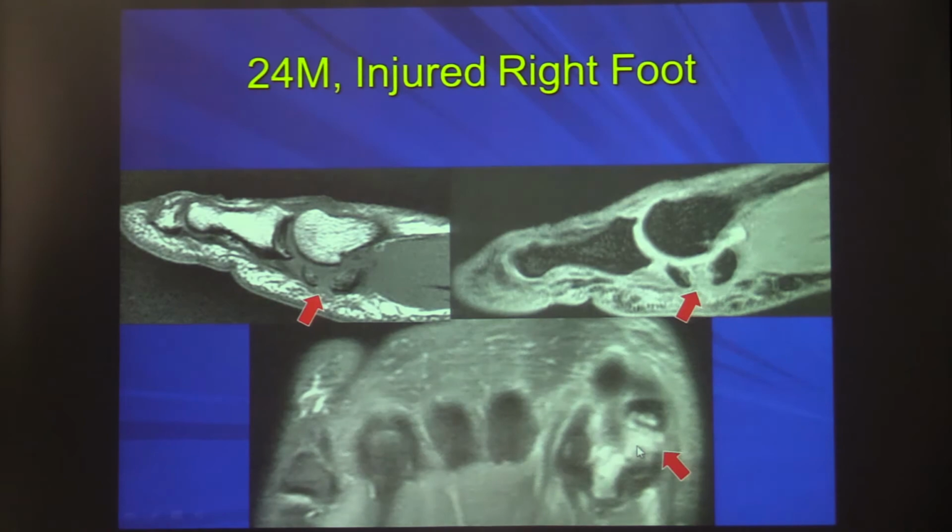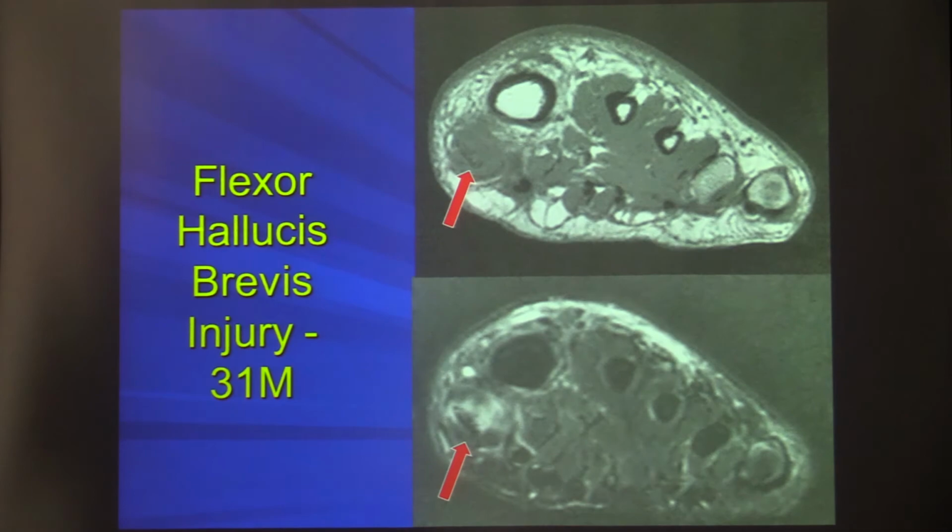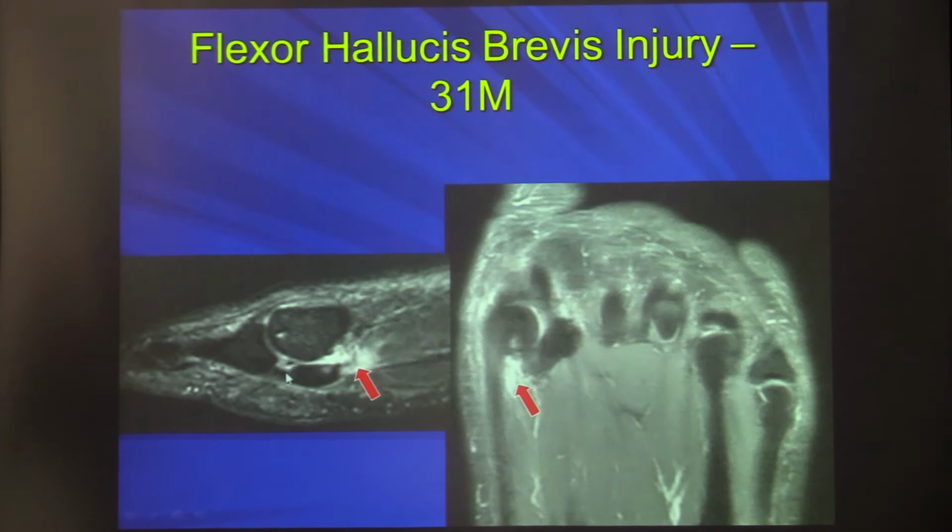This case, courtesy of Carl Winowski at Cleveland Clinic, shows a fracture of the sesamoid distally occurring in the setting of a hyperextension injury. These lesions can go all the way proximal to the sesamoid into the flexor hallucis brevis. And here's a patient with a hyperextension injury who has an injury to the medial belly of the flexor hallucis brevis muscle. And if we look on the sagittal image, you can appreciate that if we start distally, the sesamoidal phalangeal ligament is normal. The sesamoid is almost normal, and the muscular attachment at the sesamoid is where the tear occurred.